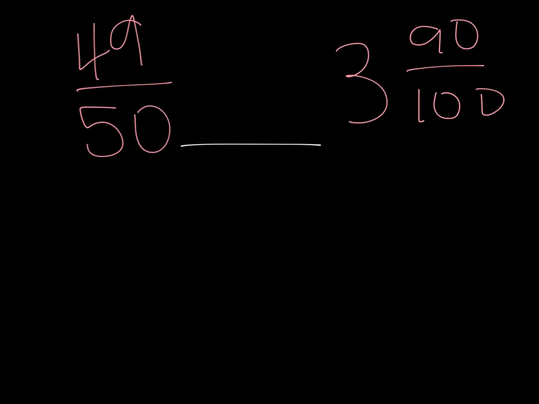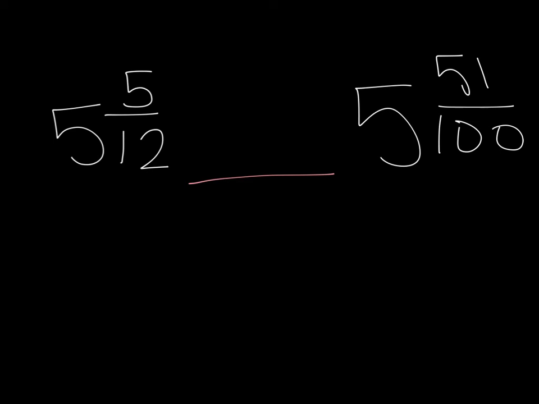When looking at I, we don't even need to convert because if we just look at this problem, we can see that 49/50 is a proper fraction, meaning that this fraction is less than 1. Over here we have 3 and 90/100, which is greater than 1 because we have the whole number of 3 and then another fraction. So we know that 3 and 90/100 is greater than 49/50.